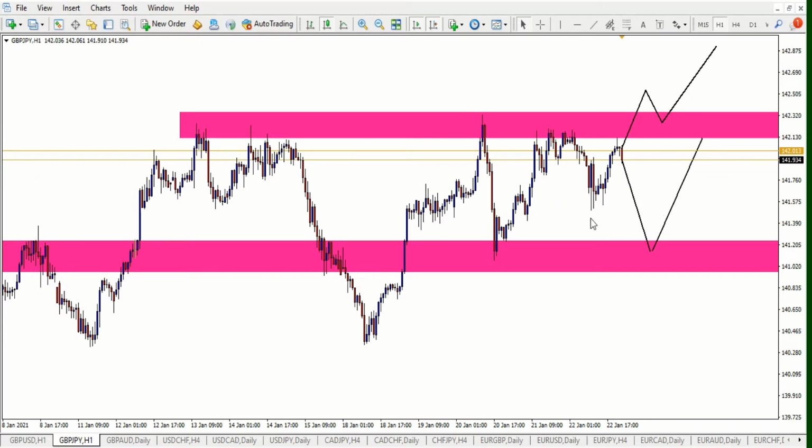I think that's all. No, I was just looking at this level, but it's not a significant level. Okay, so that's what we have for the Great British Pound and the Japanese yen. Next pair we're looking at is the USD Swiss franc.